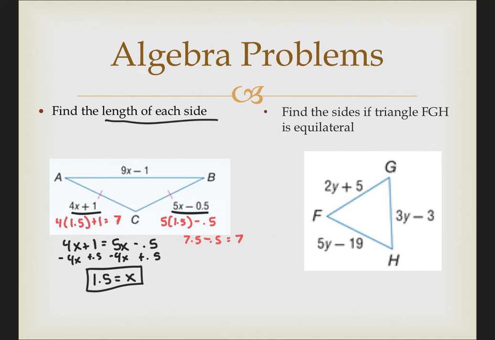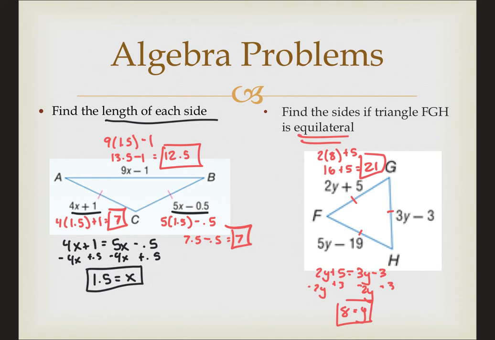All right, and then last but not least, 9 times 1.5 minus 1. This gives us 13.5 minus 1, which is 12.5. So those are your 3 side lengths. All right, go ahead, try the next one. When the video plays again, you'll see the answer.